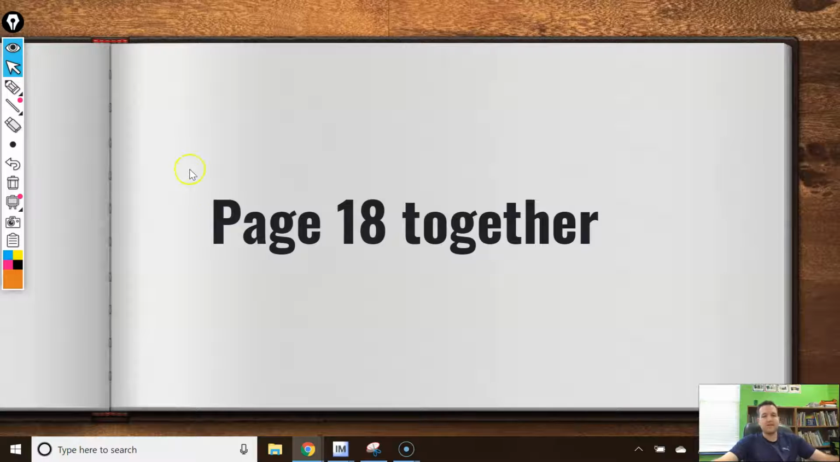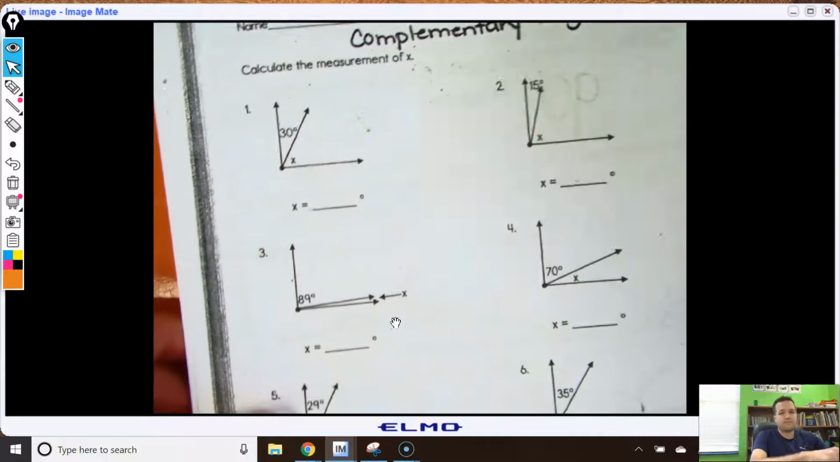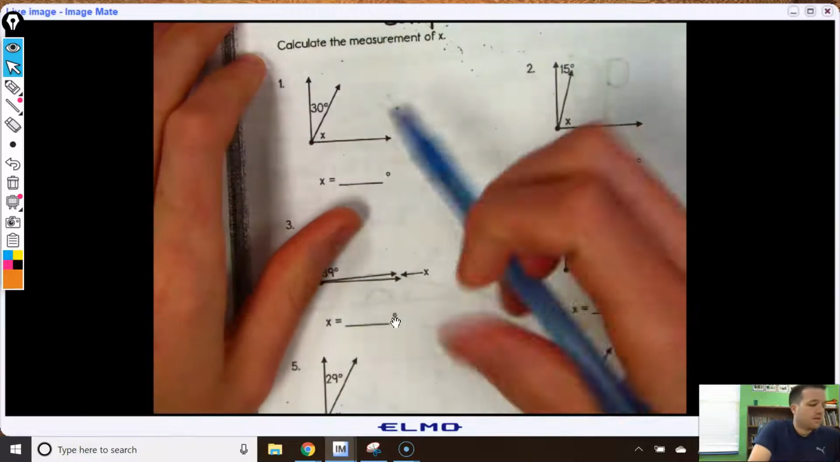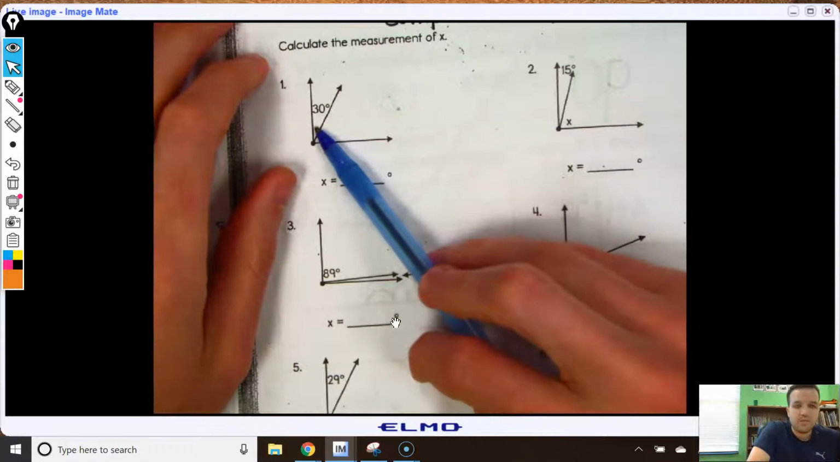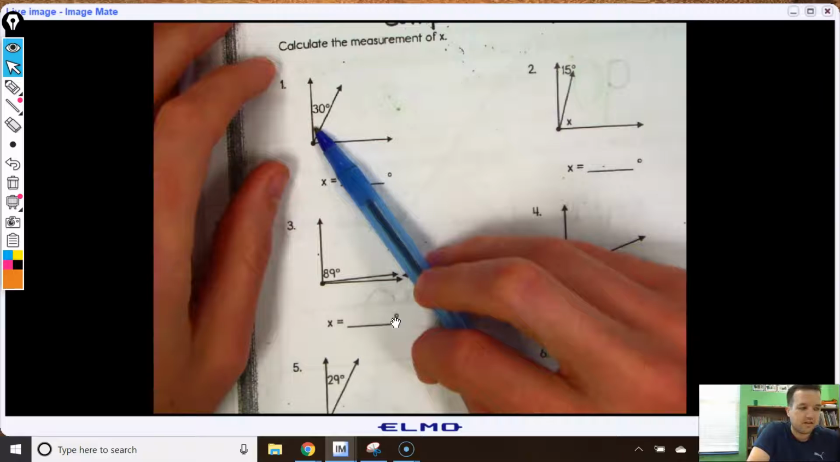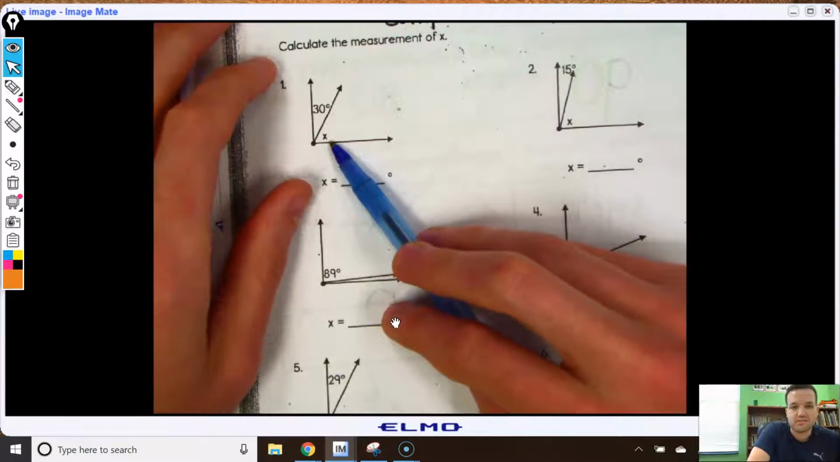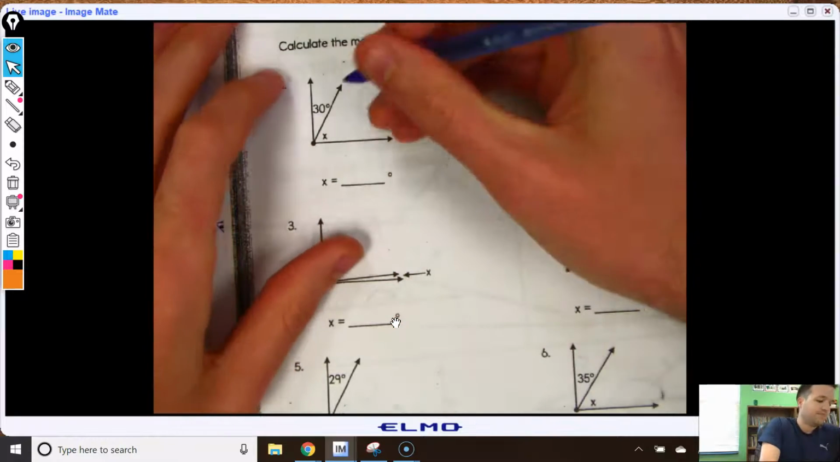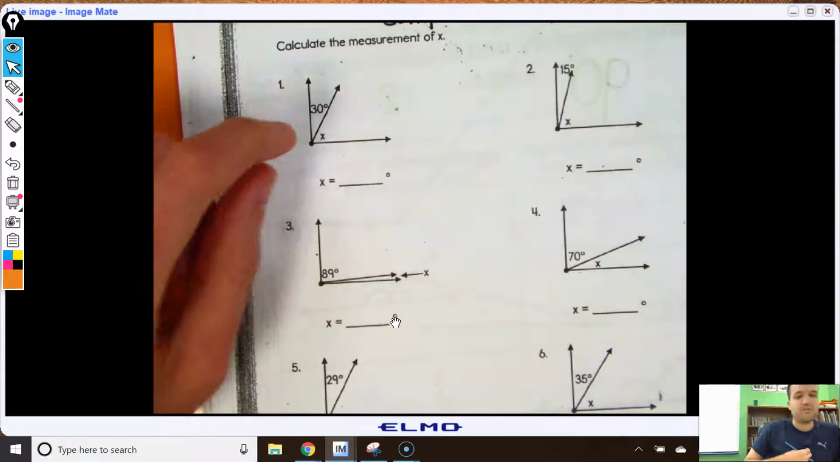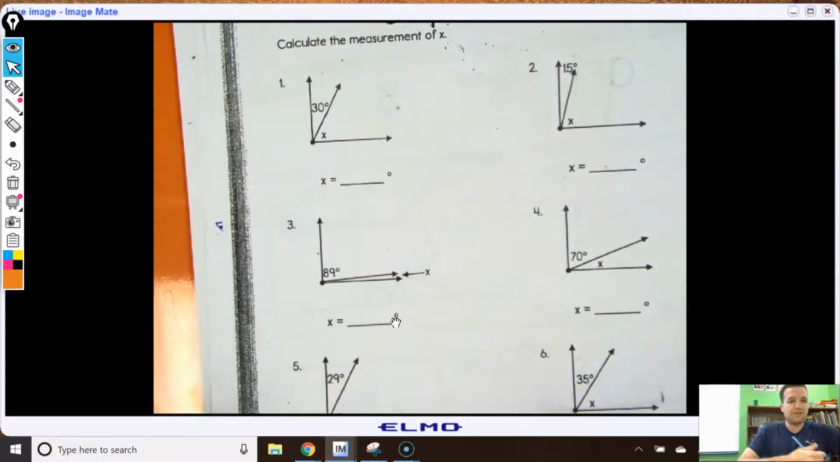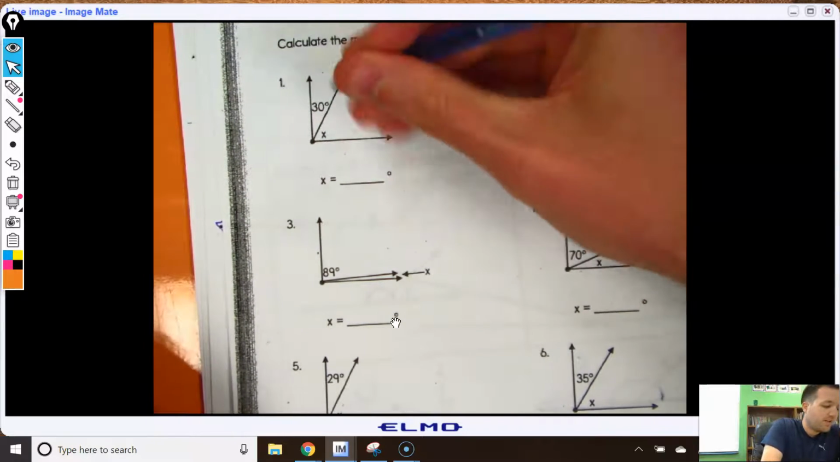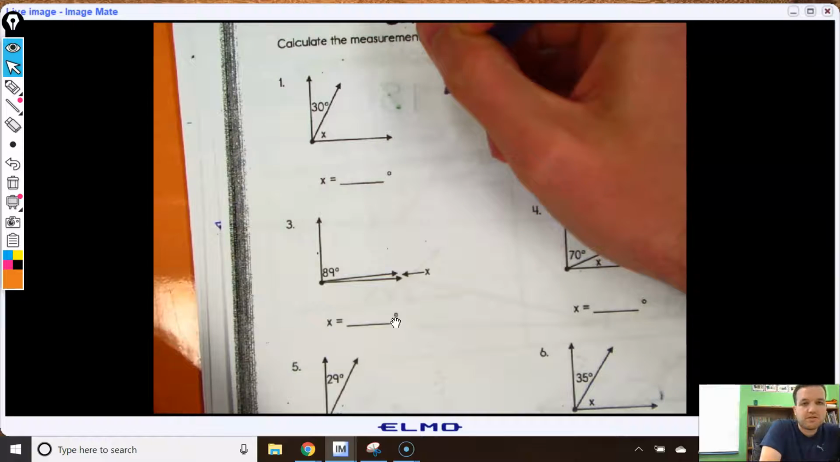Okay, let's go to page 18, do some practice ones. So they tell you the measurement of one of the parts that's already been decomposed, and your job is to figure out the value of angle x in each one of these examples. So I want to see work on this as well. So I don't want you to just do this all mentally. You can either write the equation or you can do the subtraction.